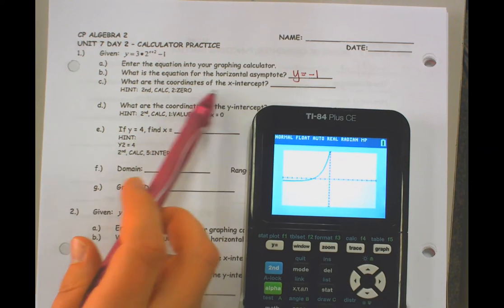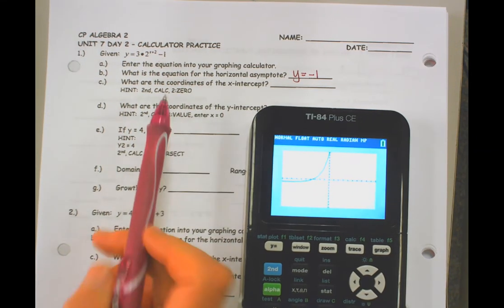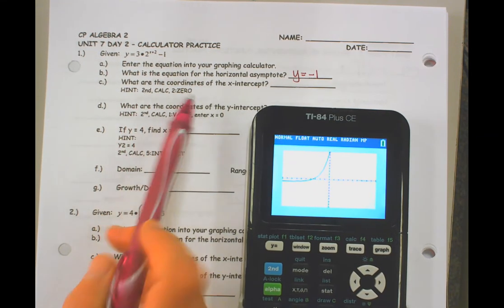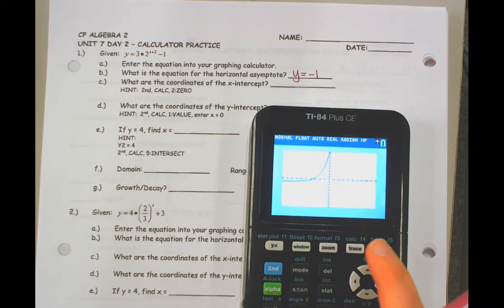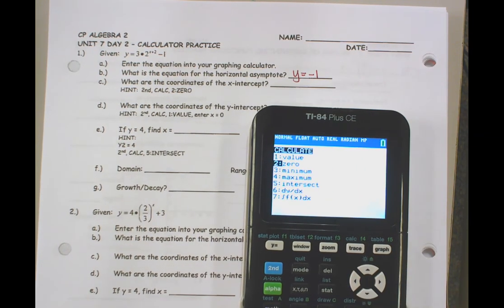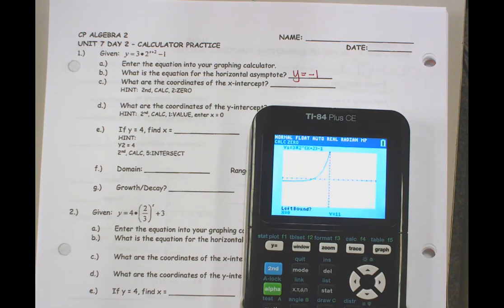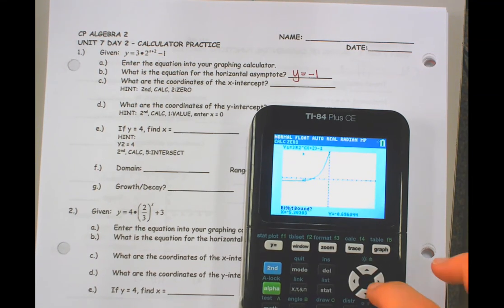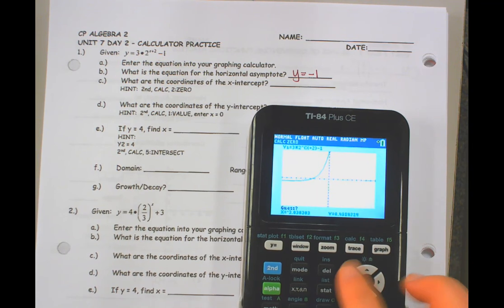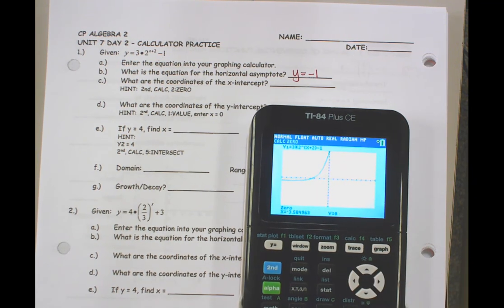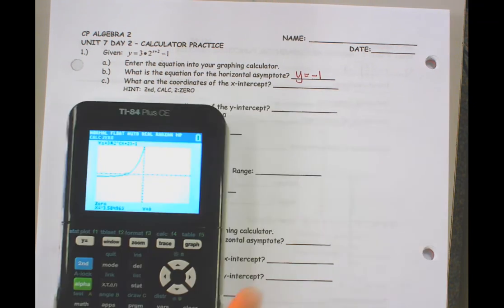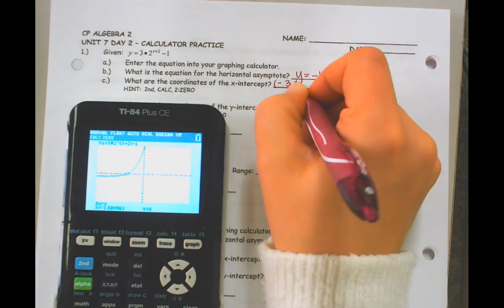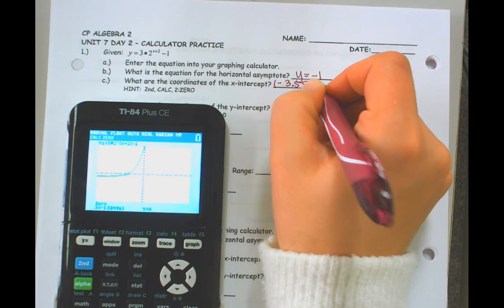So then if I want to find the x-intercept, we found x-intercepts before. Remember that second, calc, and then 0. So from here, we'll hit the second button, calc, and then go to 0, and then we have to figure it out. We have to find our little toggle, and we have to be to the left of the x-intercept, then to the right of the x-intercept, and then we'll guess by getting as close to that x-intercept as possible. So I found that that x-intercept, or that 0, is at -3.585, 0.